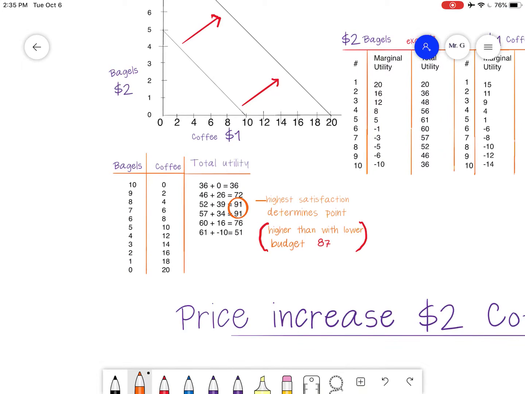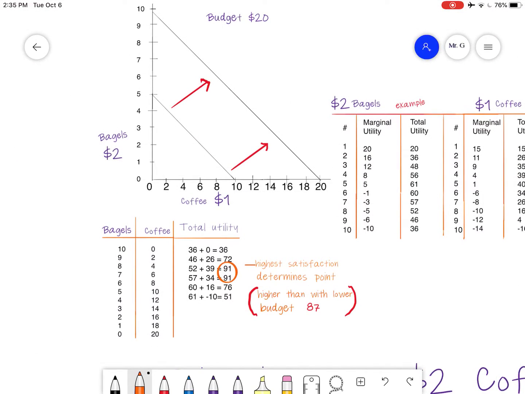So how does that actually look? Well, if you look at this opportunity set here, you can see what happens. We can either afford 10 bagels, 0 coffee. The utility from 10 bagels is 36, and from 0 coffees, obviously 0. So our total utility from that combination is 36 utils. The next example, 9 bagels, 2 coffees. That would be a total of 46 for the 9 bagels and 26 for the 2 coffees, for a total of 72, a little bit higher.